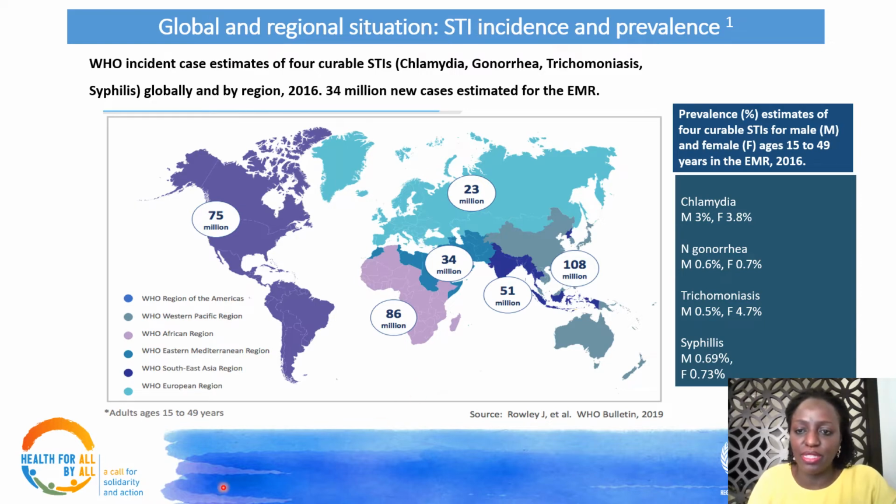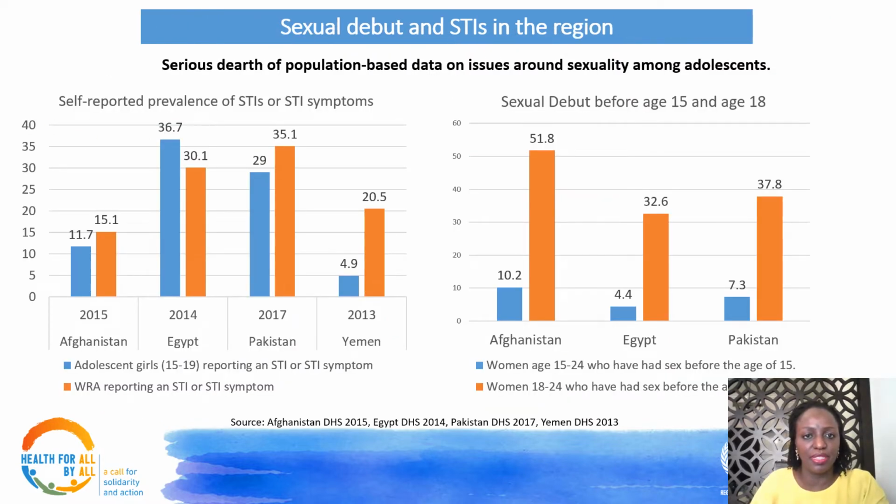You'll also see on this slide the prevalence estimates for the same 4 curable STIs for male and female aged 15 to 49 years within the Eastern Mediterranean region as per the 2016 estimates. In this slide, we look at sexual debut and STIs in the region, and we note a serious dearth of population-based data on issues around sexuality among adolescents.